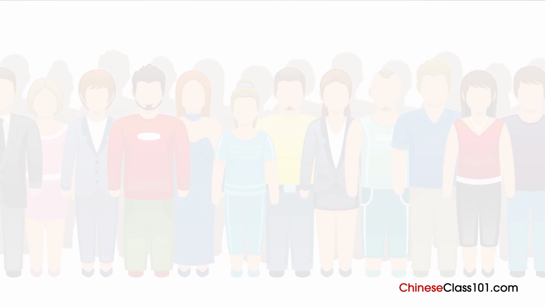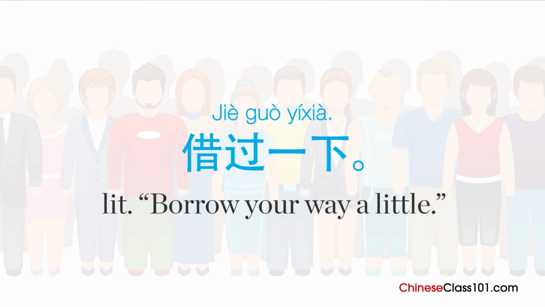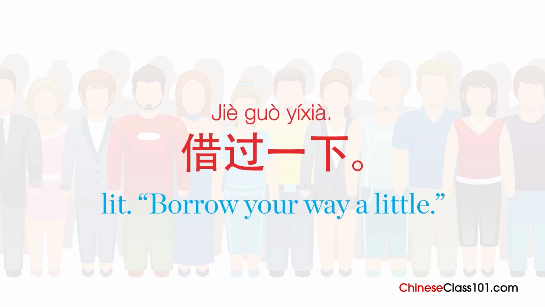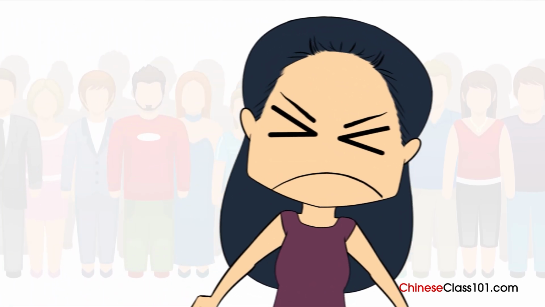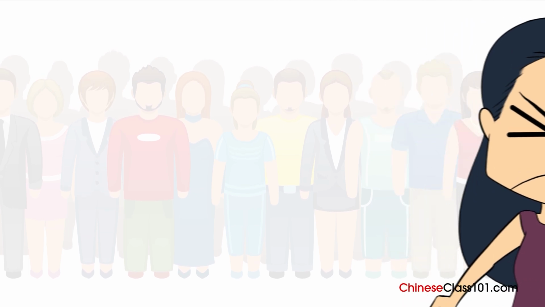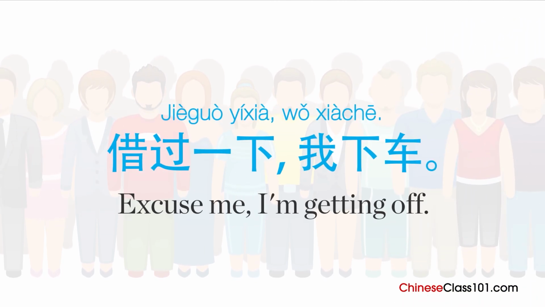Scenario number 2. You're passing through a big crowd. You might say, 借过一下. The literal translation for this is, borrow your way a little. So you're on a crowded train at rush hour and you need to get off. Just elbow your way out and say, 借过一下，我下车.